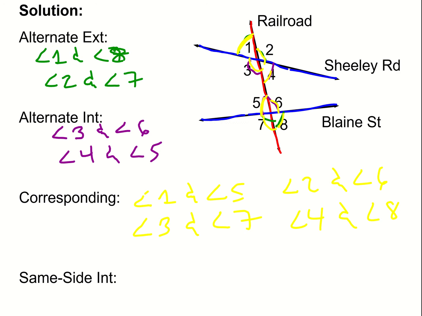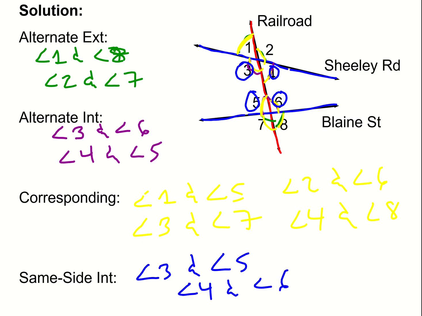And now for the same side interior, the same side interior, they're inside and they're also on the same side of the transversal. So in that case, that would be 3 and 5. So angle 3 and angle 5. Then you have 4 and 6. They're on the same side. So angle 4, angle 6.